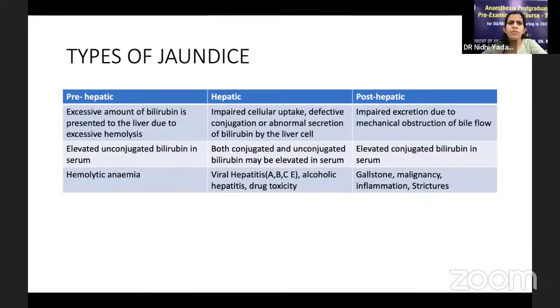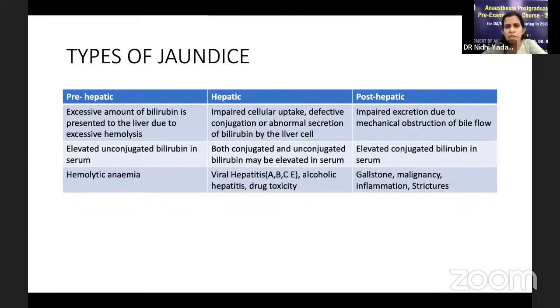Now coming to the types of jaundice. Jaundice can be classified as prehepatic, hepatic, and posthepatic. Obstructive jaundice comes under posthepatic. Hepatic is also called hepatocellular jaundice. Then prehepatic jaundice: in this, an excessive amount of bilirubin is presented to the liver due to excessive hemolysis, which overpowers the conjugating capacity of the liver. That's why there is an increase in the level of unconjugated bilirubin in the serum, and the most common example is hemolytic anemia.